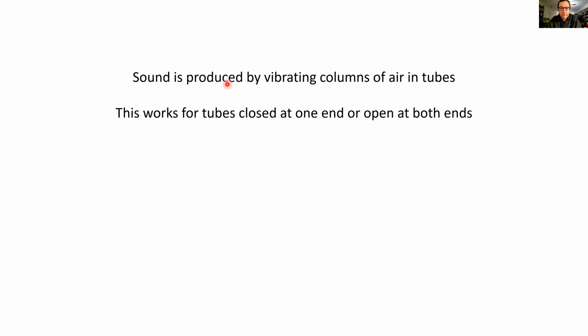So sound can be produced in a vibrating column of air in a tube or a pipe. And this works for tubes that are closed at one end or open at both ends. All right, so I want to show you this. I've got a couple of things here. Here's a bottle. And I can play the bottle. Right, so that's the basic phenomenon that we're going to be talking about just now.